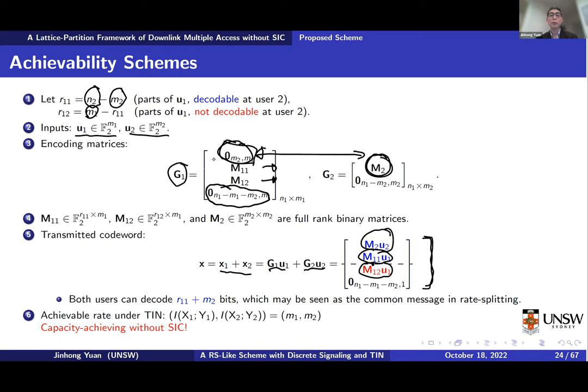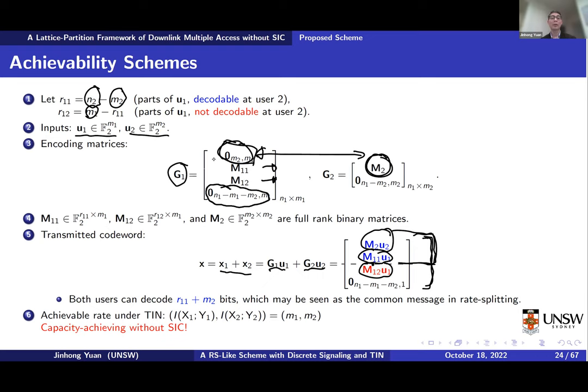But user 2 can only decode this blue part, because M2 plus R11 is less than N2, its capacity. So you see the red part is truncated in the noise. So that is for user 2. That is how both users can decode the blue part, but only user 1 can decode the blue part together with the red part. So you see there is this red splitting here.